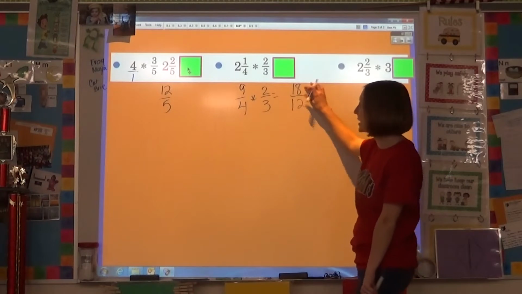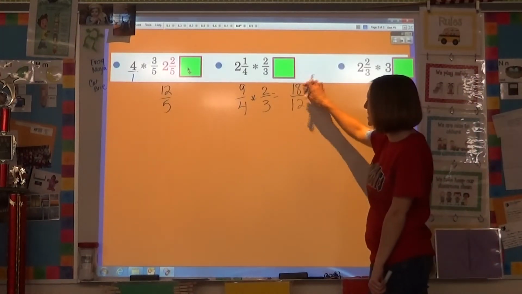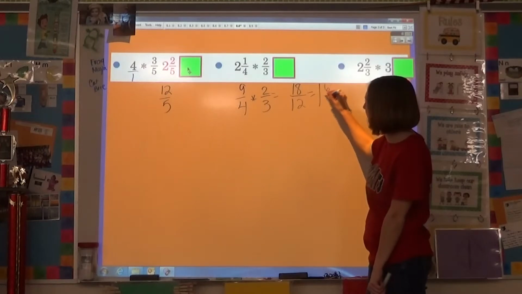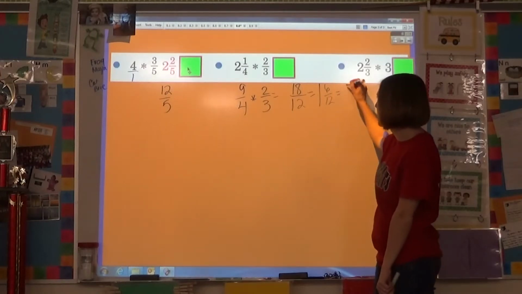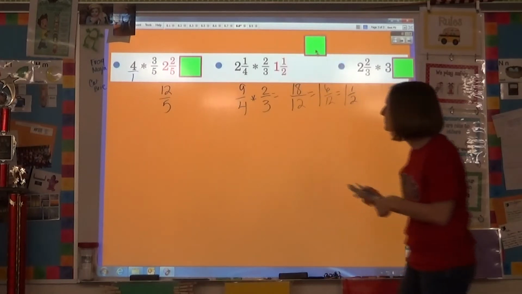When you do this, you're going to end up with an improper fraction. So we have to simplify. 12 goes into 18 once. There's 6 out of 12 left over, or 1 1/2 as our simplified answer.